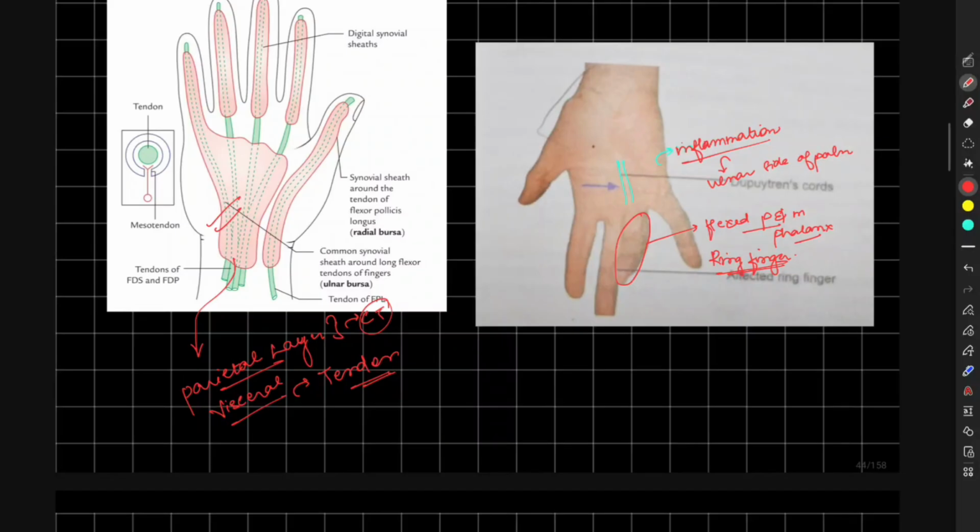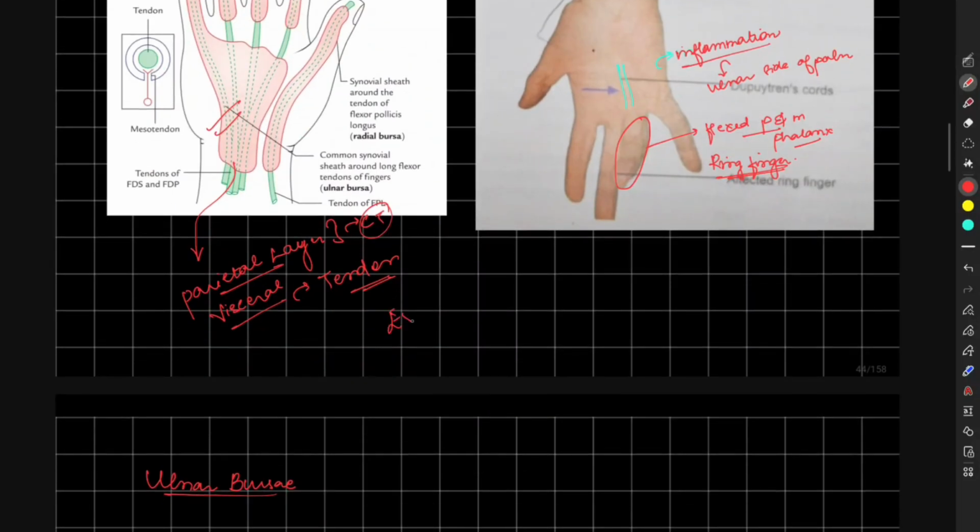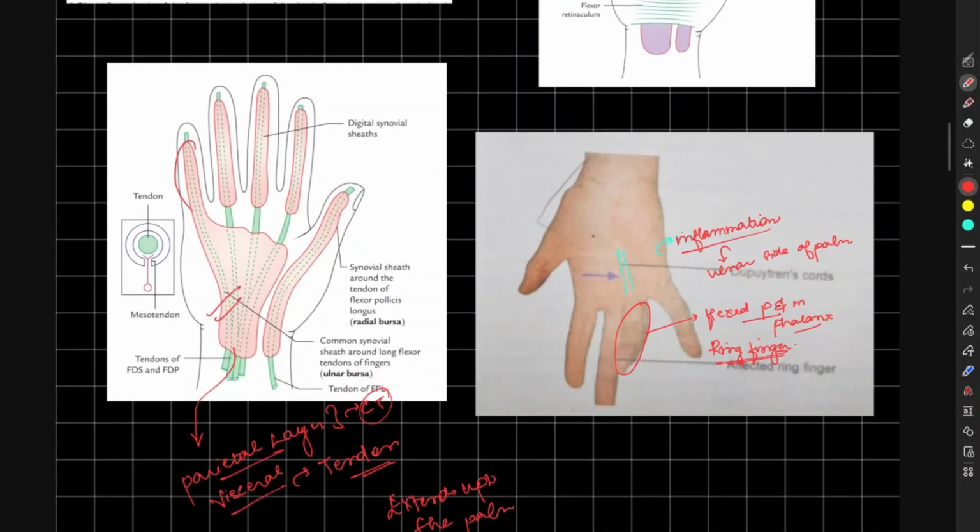It extends up to the palm. If I include this point, it extends up to the palm. Okay, after that, you can see that the lower medial end is continuous with the digital synovial sheath of the little finger. That is the lower medial end, continuous with the digital synovial sheath of the little finger. So this is the ulnar bursa.